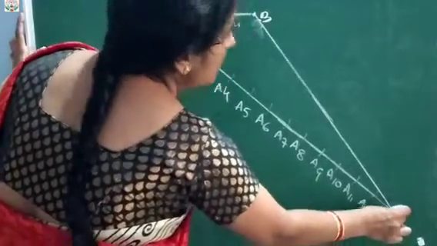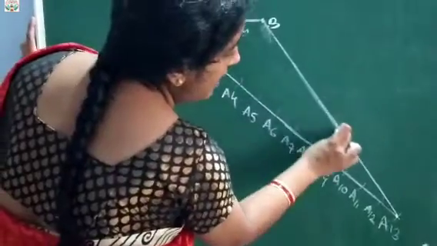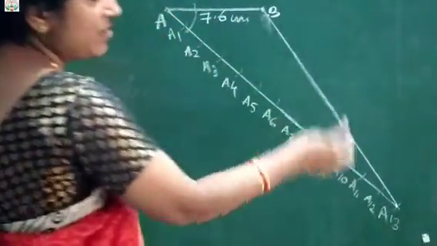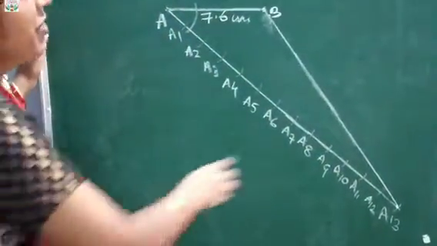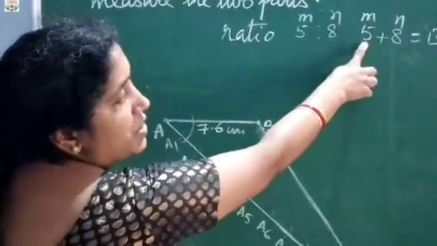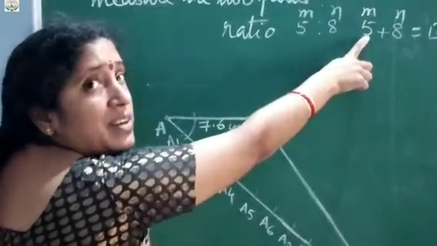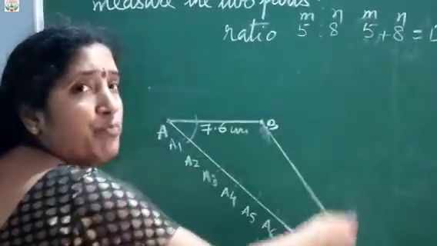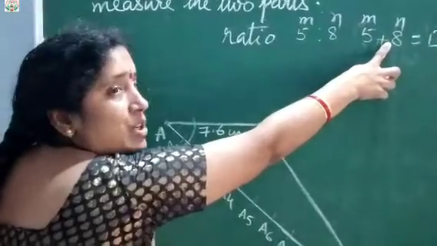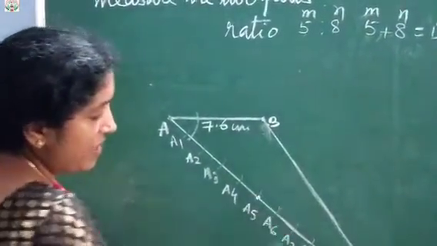Now we will join A13 to B. It is no doubt a big line, so join the line. Now what is given after A13? The ratio M is to N: M is 5 and the other division is 8. So A5, we will see, is here.